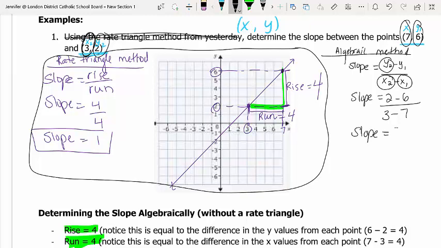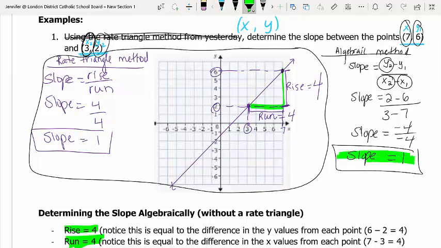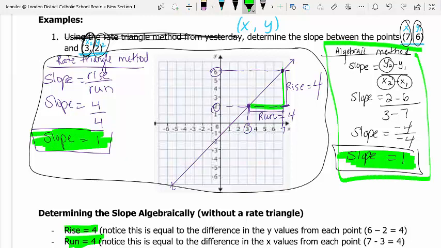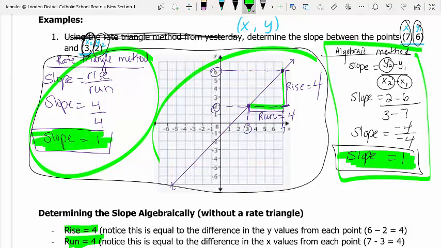So 2 minus 6 is negative 4, 3 minus 7 is negative 4, and negative 4 divided by negative 4 is 1. So look at that. We got the same answer as we did using the right triangle method. And this was much shorter. We only did that much work. For the right triangle method, you did some calculations and you had to do an entire graph.